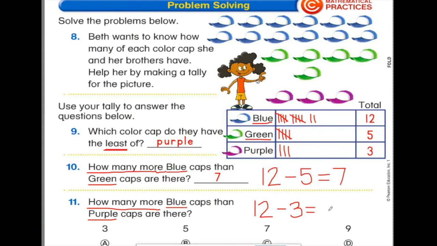Take a minute now to solve that problem. 12 minus 3. Use your subtraction strategies. 12 minus 3. Count backwards from 12. And when you do that, you will get your answer of 9. There are 9 more blue caps than there are purple. And that is our practice for today.